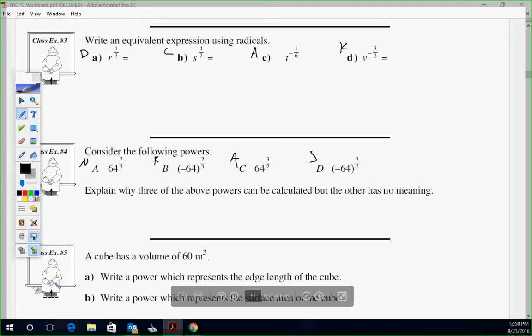All right, so Denise, how did you write yours? Okay, cube root r, that's all you need. Good. Luke, how did you write yours? I got... Not cube root, right? Seventh root. 7 through S4, good. Okay, this one's a negative. So Aiden, how did you write yours?